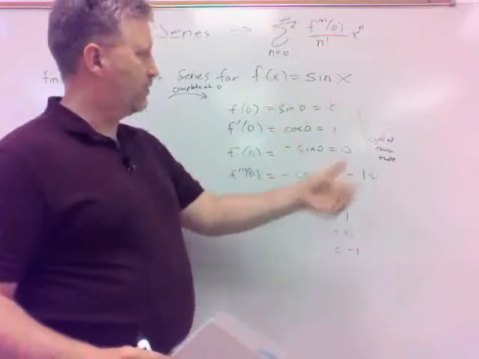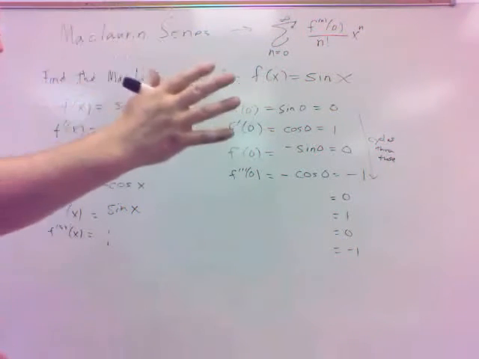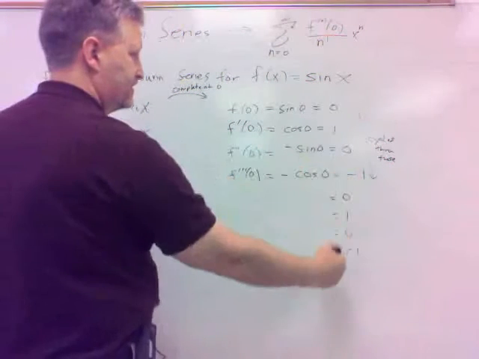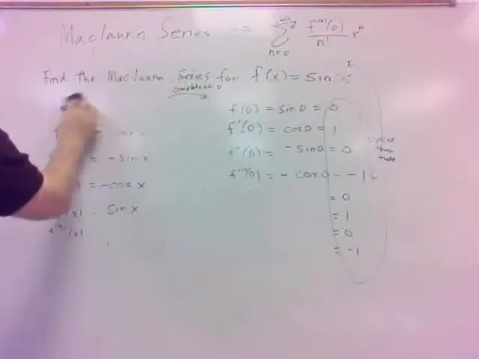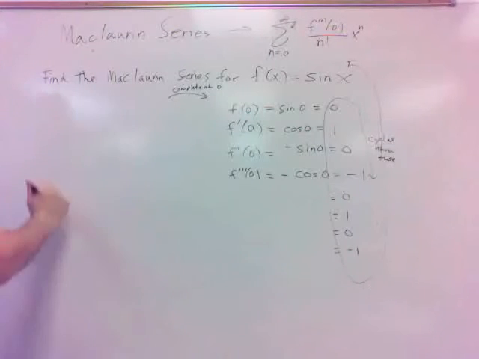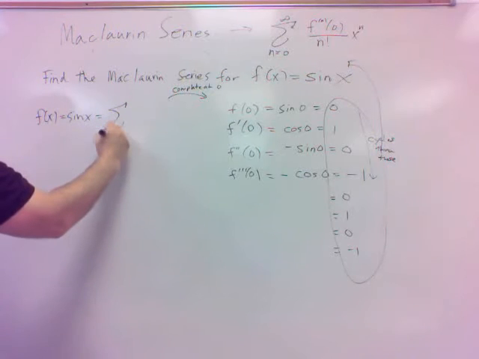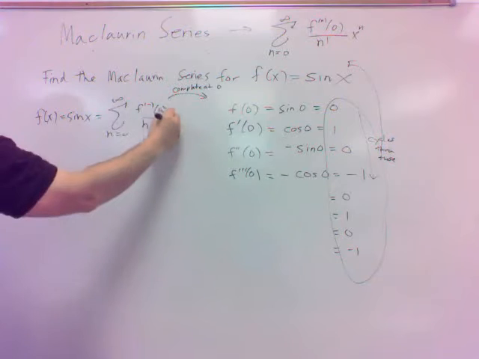So it's just going to keep rolling 0, 1, 0, negative 1, 0, 1. What are we going to do with that? Well, let's just forgo a formula for that, and let's just plug these in to our formula right here in our series. So we're going to say f of x equals sine of x equals this series, n equals 0 to infinity, nth derivative at 0 over n factorial x to the n.